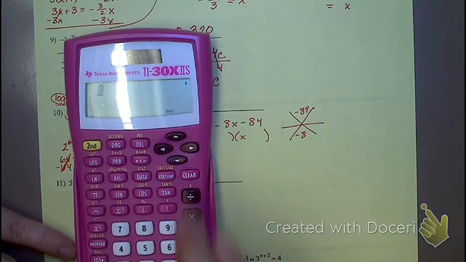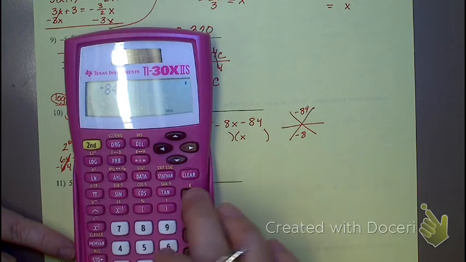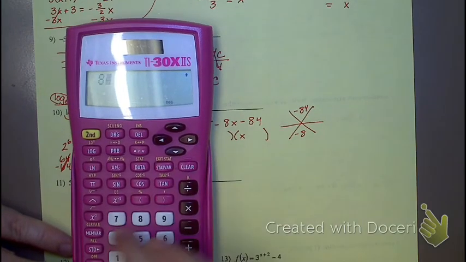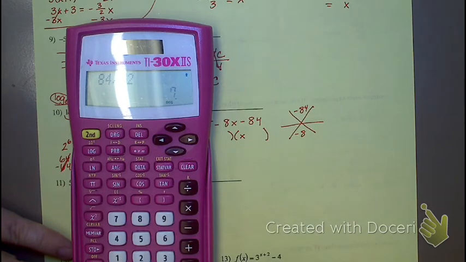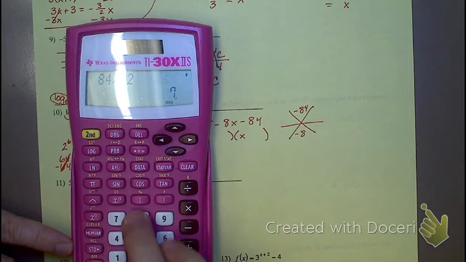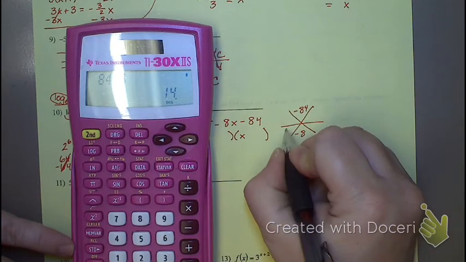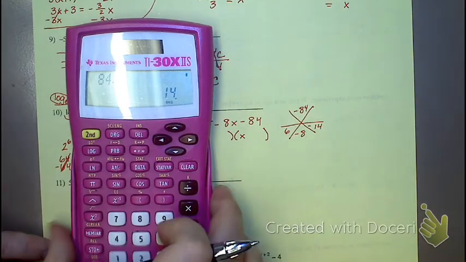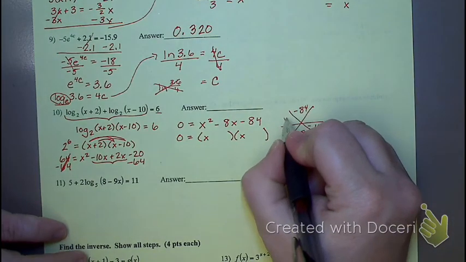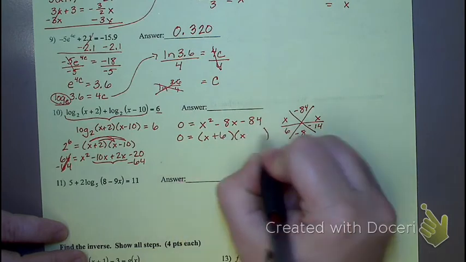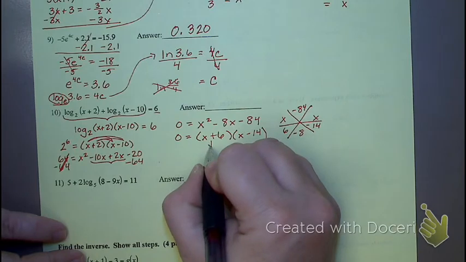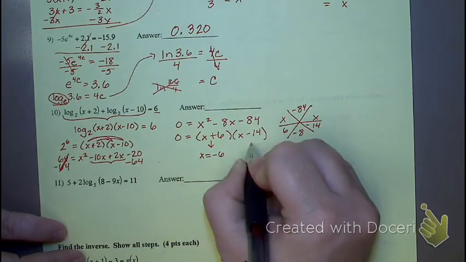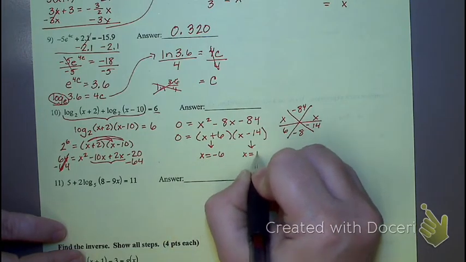Let's see. Negative 84. Well, does 84 divide by 8? Nope. 84 divided by 12. 12 and 7, not going to get me 8. How about 6? 6 and 14, there we go. And the 14 has to be negative. So I have x plus 6 and x minus 14. And from here, I get an answer of x equals negative 6. And from here, I get an answer of x equals positive 14.